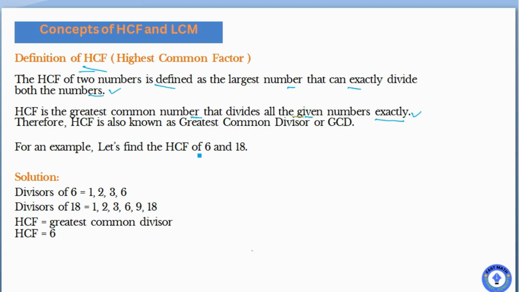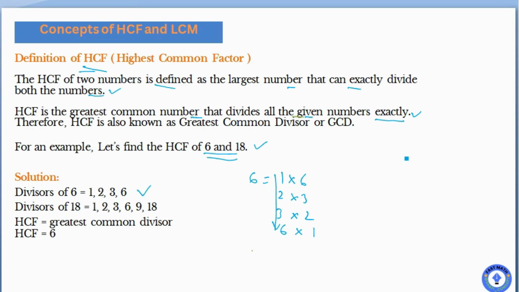Likewise, we are going to discuss this HCF by using some examples so that you can have a better idea on this topic. Let us find the HCF of 6 and 18. First of all, we will calculate the divisors of 6. That is 1 into 6, 2 into 3, 3 into 2, 6 into 1. So 1, 2, 3, 6 are the divisors of 6.